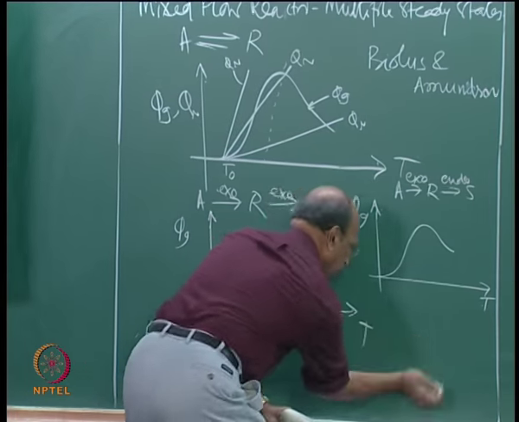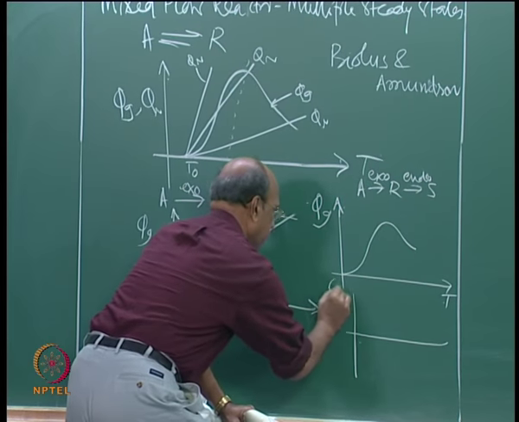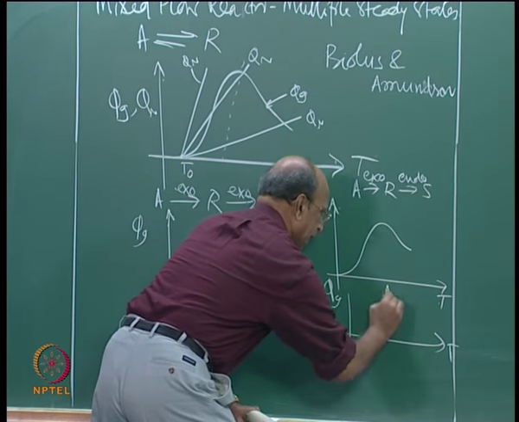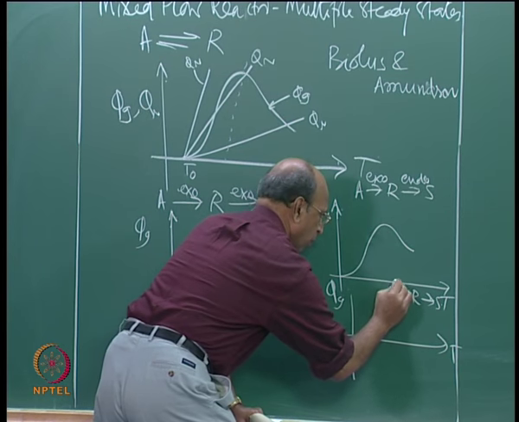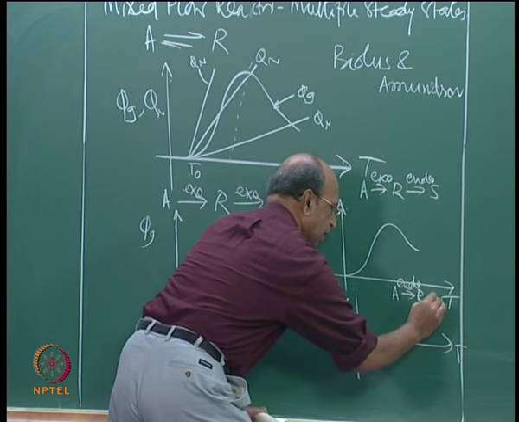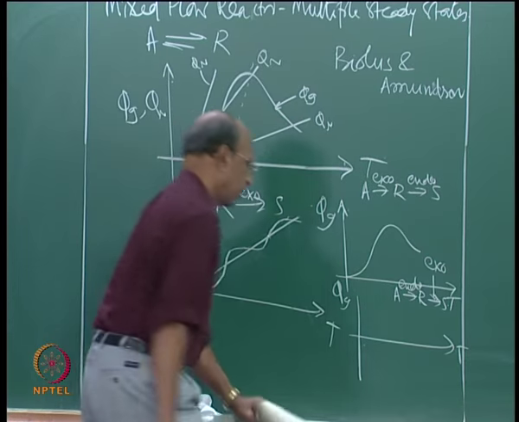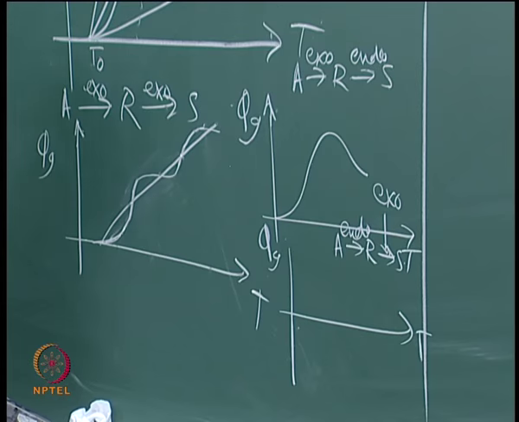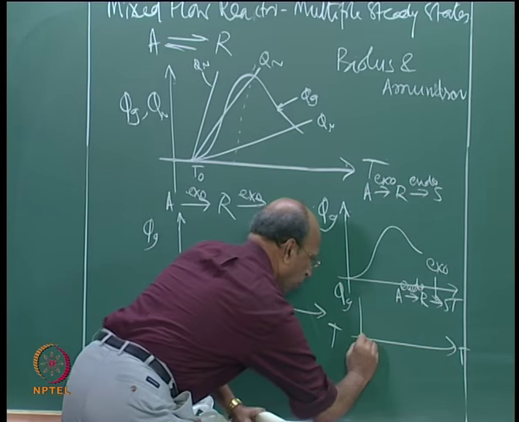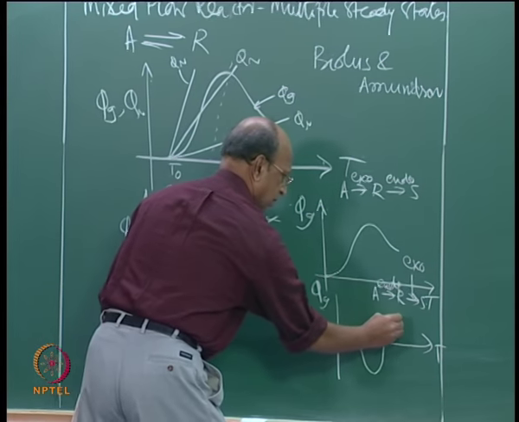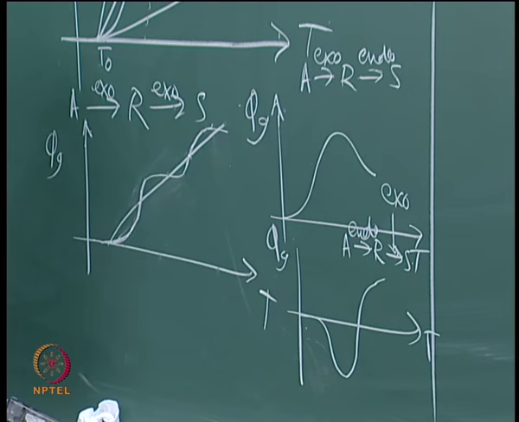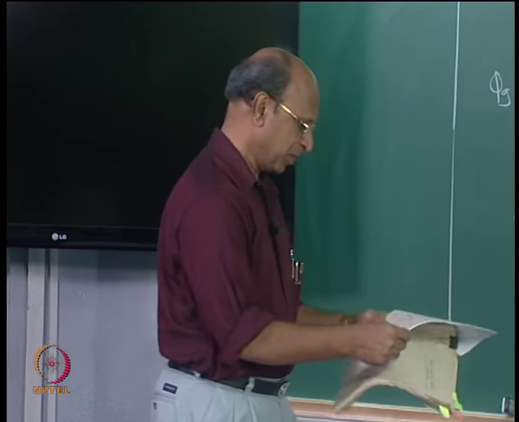Good. So, now next one, you have QG and T, but here I have A going to R, R going to S, but the first one is endo and this is exo. Yes, that is why I have drawn this also. It goes below, comes out like this. So, if you like snakes, I think you will get a lot of snakes in these multiple steady states. Okay? Good.